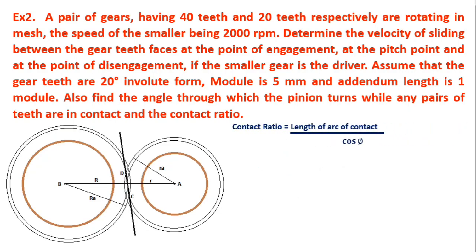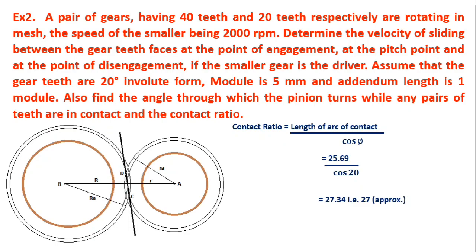Now, lastly, what is asked in this problem is the contact ratio. So contact ratio is given as the length of arc of contact divided by cos phi. Substituting these values which we have determined, finally we get the contact ratio as 27.34. So we take this as 27 approximately because contact ratio is a real number.